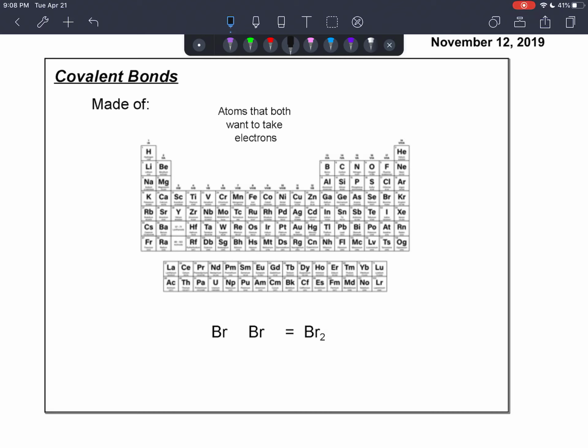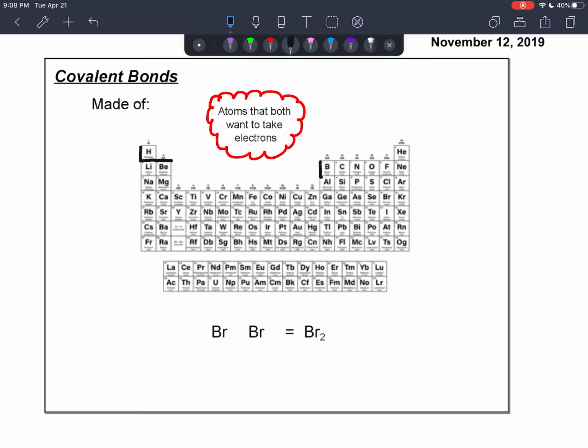All right, so I promised you guys a video on covalent bonds, so here it is. Covalent bonds are only made of one type of atom. They're made of atoms that want to take electrons. So I'm being consistent with my color coding. In my previous video, I used red to describe atoms that want to take electrons. And I talked about how atoms that want to take electrons are typically nonmetals.